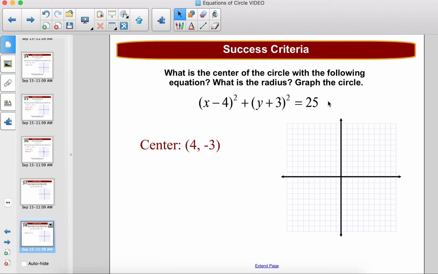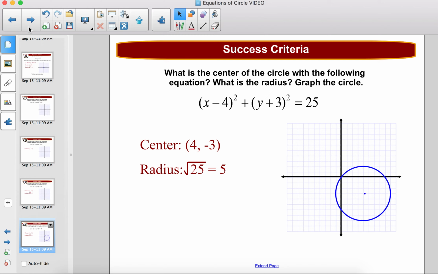And then this always confuses people. If this is 25, the formulas are squared. So what squared is 25? Oops, my apologies, wrong way. That's 5. Let's graph it. 4, -3, so it's going to be down. Here's the dot, so draw the dot, and then go every direction 5. There it is.